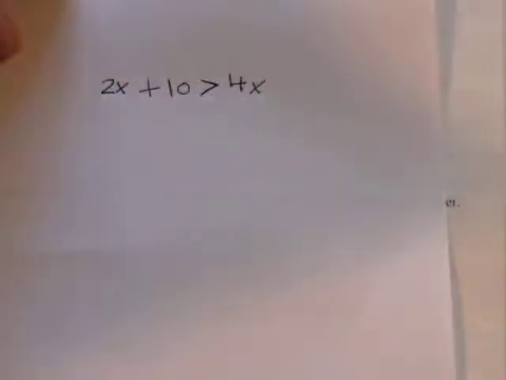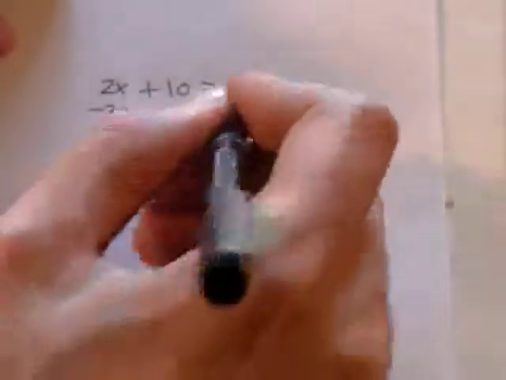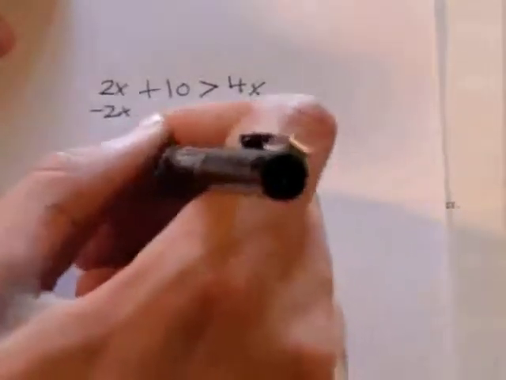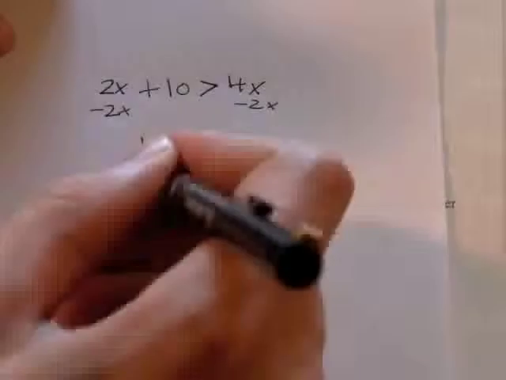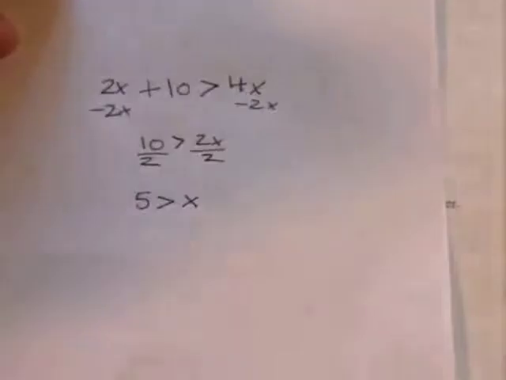All we have to do is isolate the variable. So let's go ahead, and the easiest thing here would be to subtract this term, 2x, from each side. So rewrite it. 10 is greater than 2x over here. Now divide each side by 2, and that becomes 5 is greater than x.